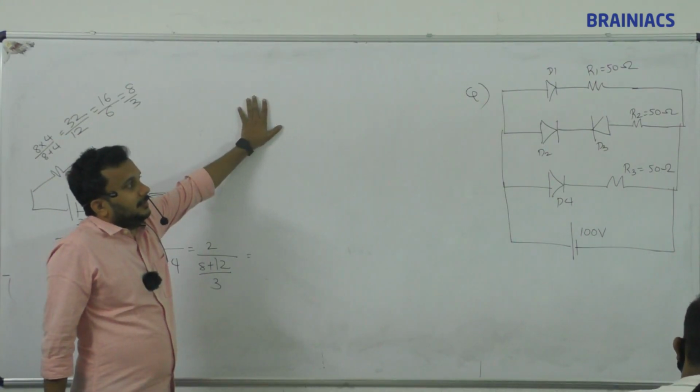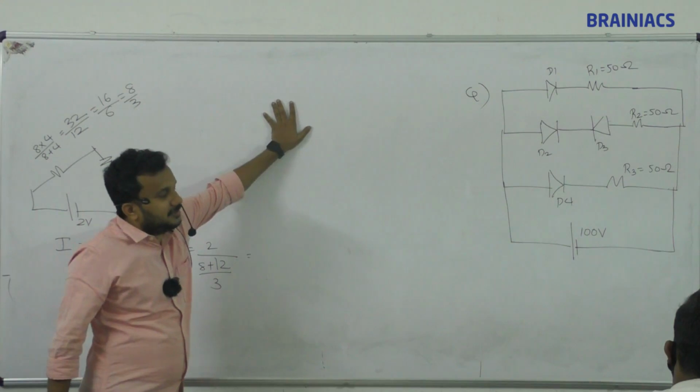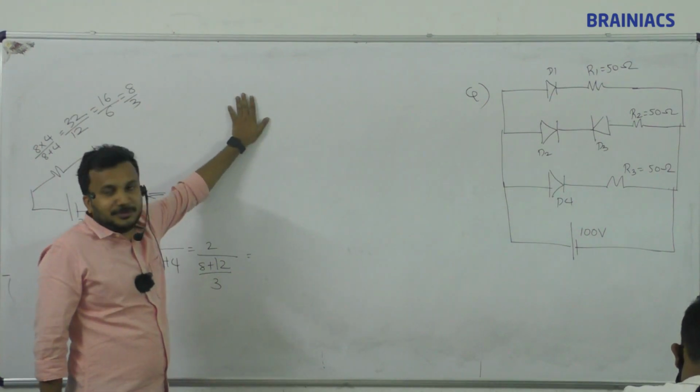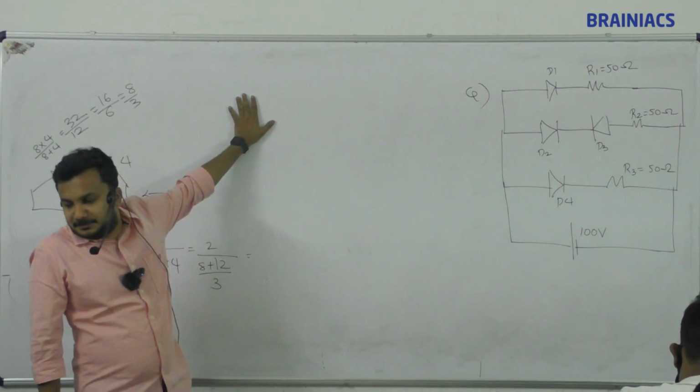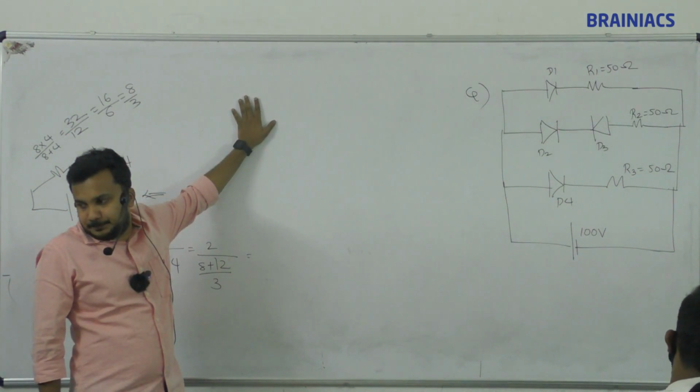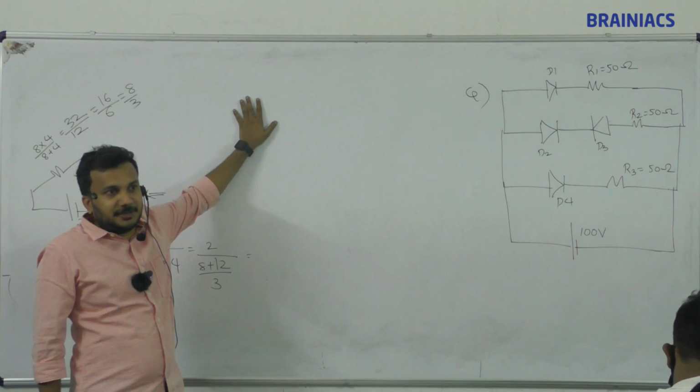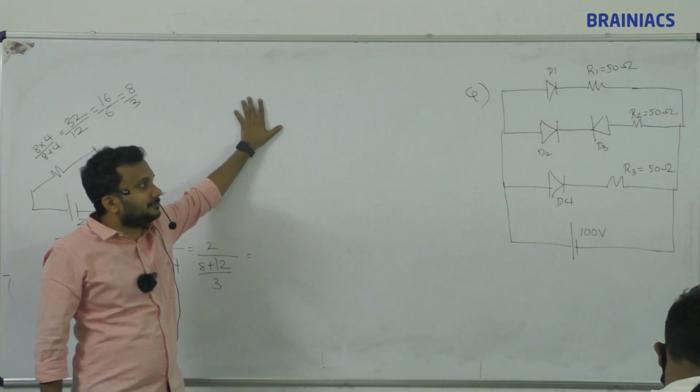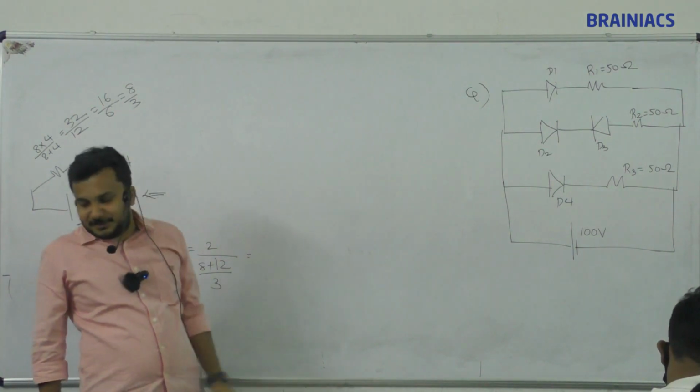Find the current flowing through the resistance R3.